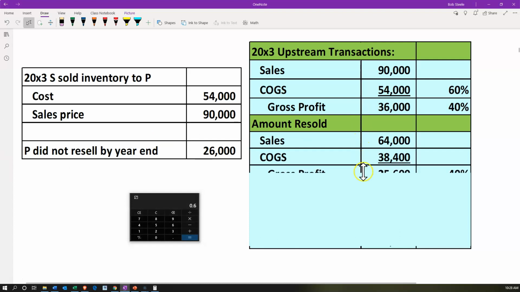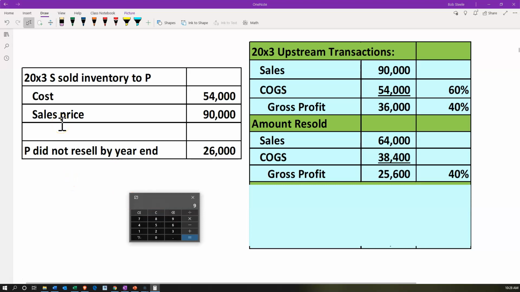Then we're going to say the amount that was resold. How much of it was resold? Well, P did not resell, they said. Now they're telling us basically what was in ending inventory at the end of X3. So we've got to do our good old subtraction problem. 90,000 minus the 26,000 is going to be the 64,000. Then I'm going to take that 64,000 and multiply it times the 0.6 or 60% to get the 38,400. Take that minus the 64,000. That's going to give us the 25,600.